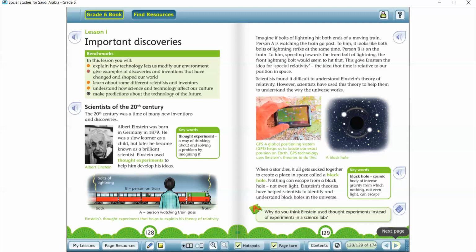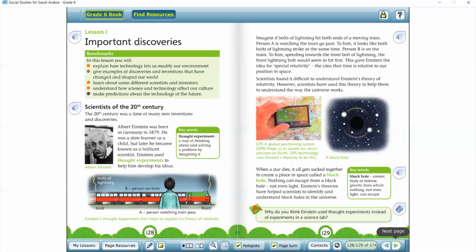And then if you look at page 129, you're going to learn more about this bolt of lightning. They're explaining it to you there. Let's quickly go through them so you can understand. Imagine if bolts of lightning hit both ends of the moving train. When they say both ends of the moving train, we talk about the front and the back. And then they say that person A is watching the train go past. There's someone standing outside the train. He's not on the train.